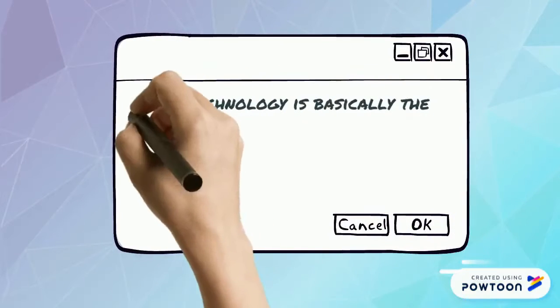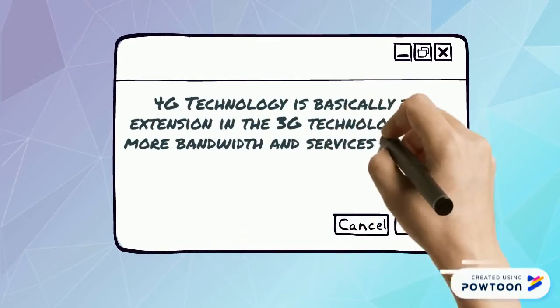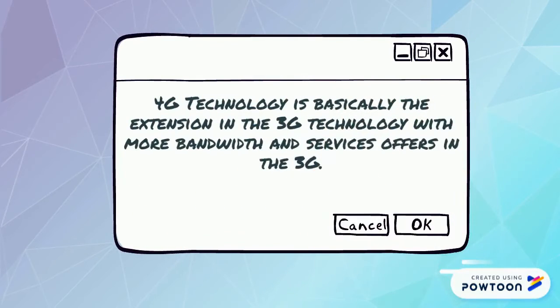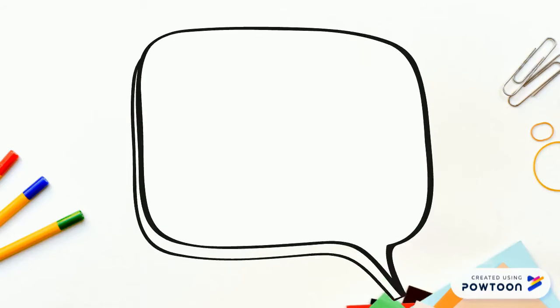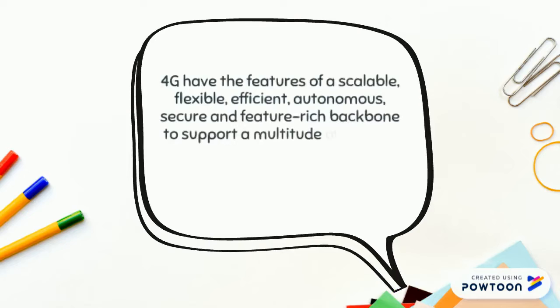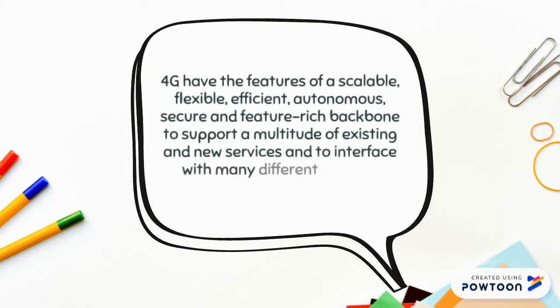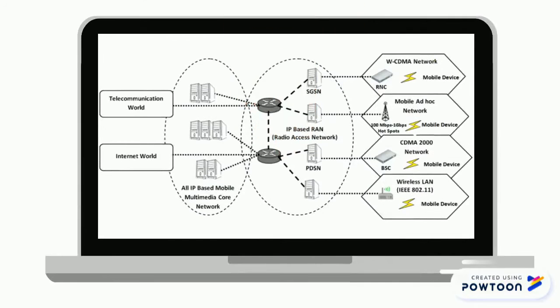4G technology is basically the extension in the 3G technology with more bandwidth and services offered in the 3G. "4G have the features of a scalable, flexible, efficient, autonomous, secure, and feature-rich backbone to support a multitude of existing and new services and to interface with many different types of network." This is architecture of 4G cellular network.